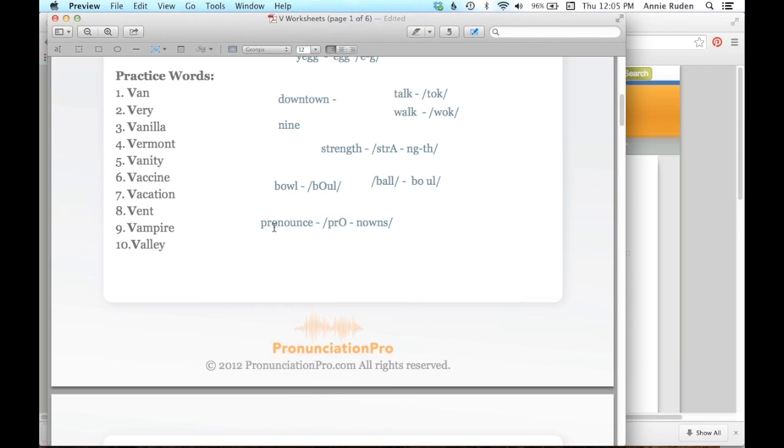Now when native English speakers say this quickly, they might reduce that O to a schwa, pronounce. I'm going to pronounce this pronounce, because then the second syllable gets the stress. Pronounce or pronounce. I've heard it both ways, so both are correct.